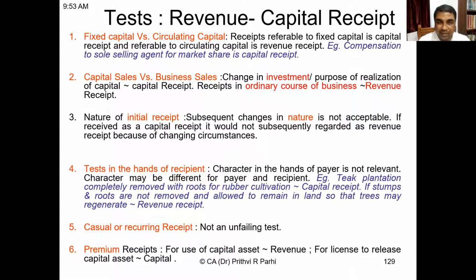Okay. Here one small case law we'll discuss. Teak plantation completely removed with the roots for rubber cultivation. This is the case where it has happened in a field. A teak plantation was there. The teak trees were cut and disposed of. It is sold, money is earned. But after that, the roots are also removed for rubber cultivation.